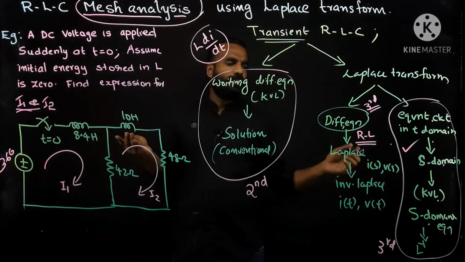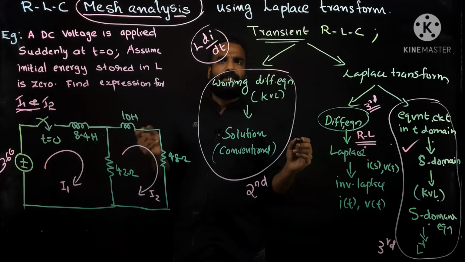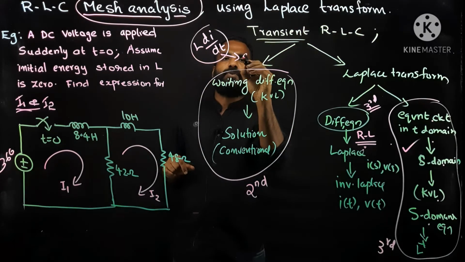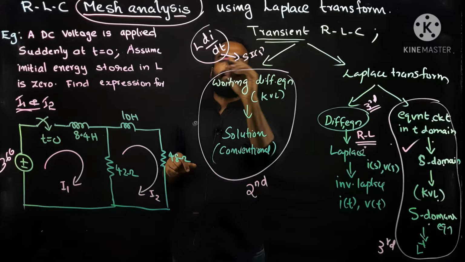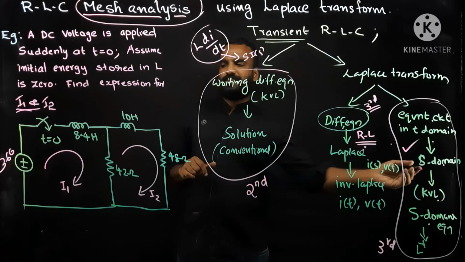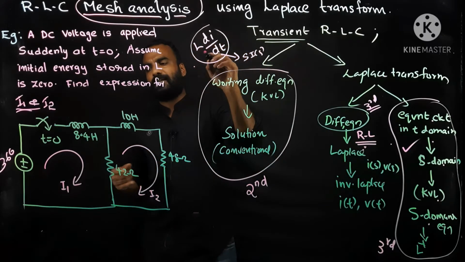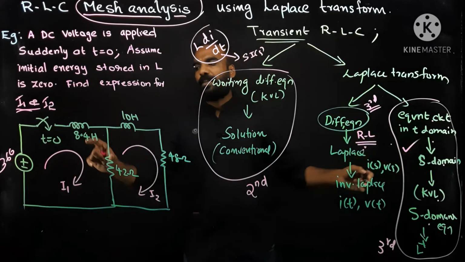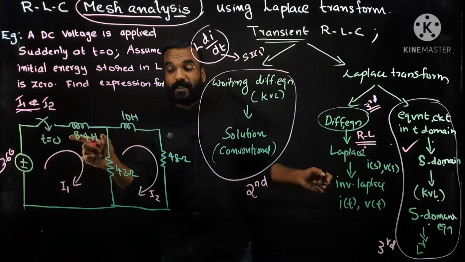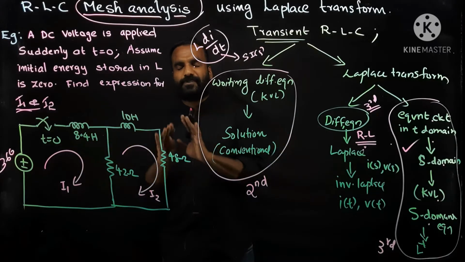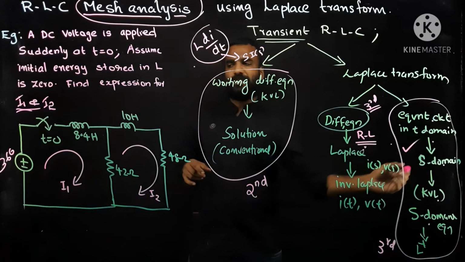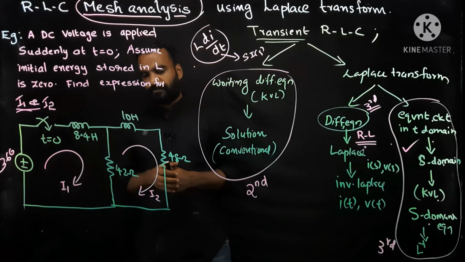Which method do you want? In this method, initially you have to write the differential equation and then convert it into S, into I of S. Or in this method, there is no need to write the differential equation KVL. You can directly convert these components into the S domain, so that the differential equation confusion is avoided. So I am using this method to solve this problem.